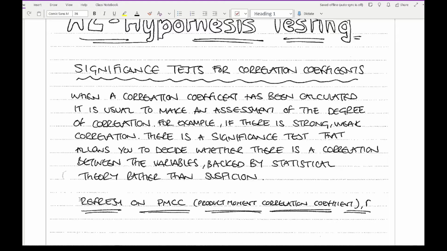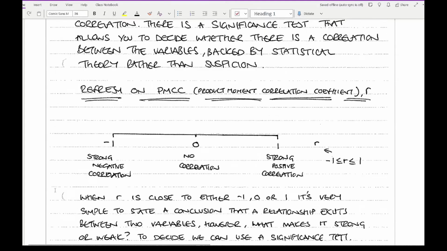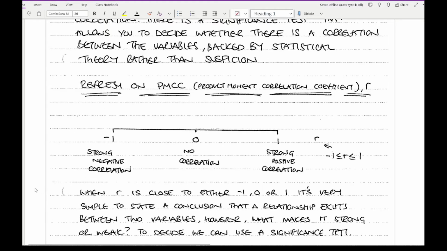So rather than you simply looking at a scatter diagram and deciding whether it's got positive or negative gradient, or whether it's weak or strong, or even no correlation, there is an actual calculation that allows us to do this, and this is what we call PMCC, which stands for product moment correlation. Now this gives us an R value where we can measure correlation as a value between -1 and 1, -1 being strong negative correlation, 0 being no correlation, and 1 representing strong positive correlation.